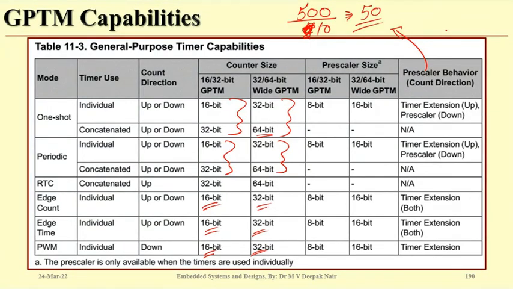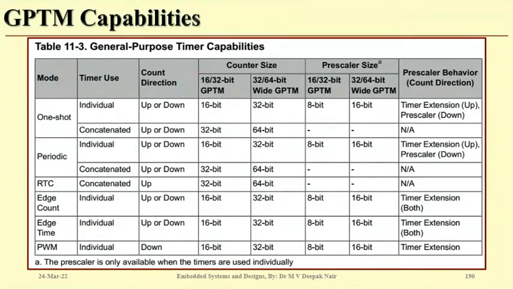So prescalers are used to further improve the range of the count, or the delay, in short. These are the things that you can extract from this table. And prescalers can never be used in combined mode. They are always used with individual modes only.